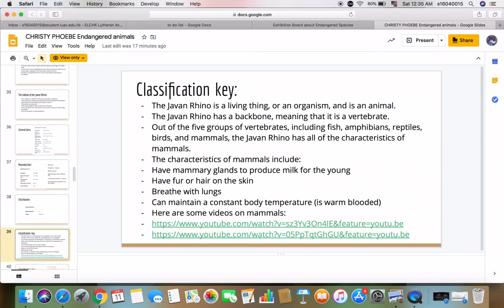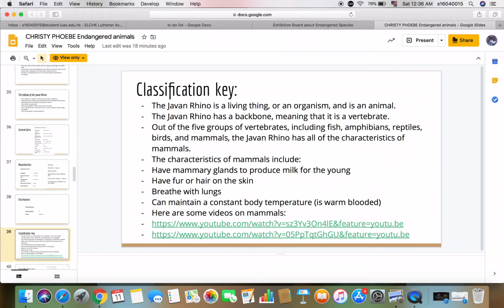So here's a classification key I've made, and the Javan rhino is a living thing or an organism and is an animal. The Javan rhino has a backbone, meaning that it is a vertebrate. Out of the 5 groups of vertebrates, including fish, amphibians, reptiles, birds, and mammals, the Javan rhino has all of the characteristics of the mammal, such as they have mammary glands to produce milk for the young, have fur or hair on their skin, breathe with lungs, and can maintain a constant body temperature, which means that it is warm-blooded.